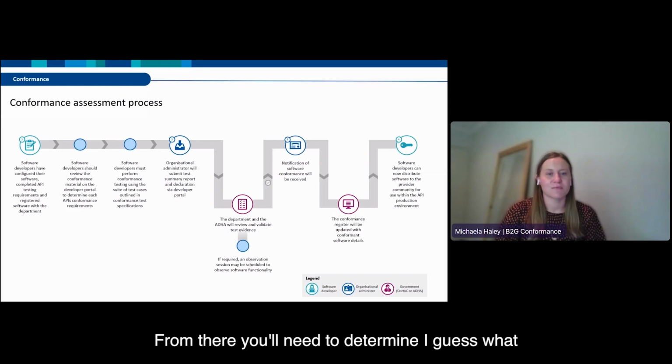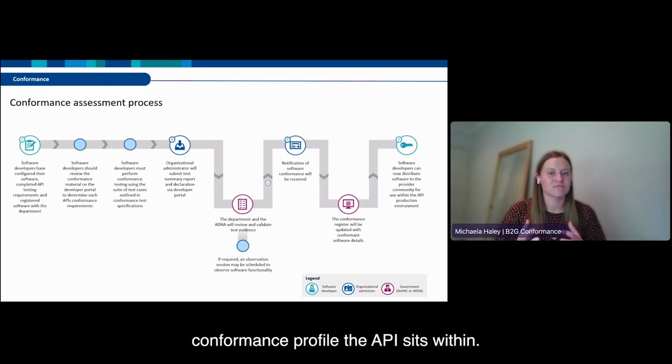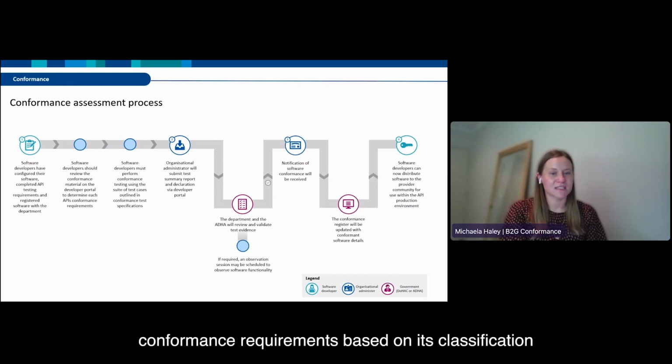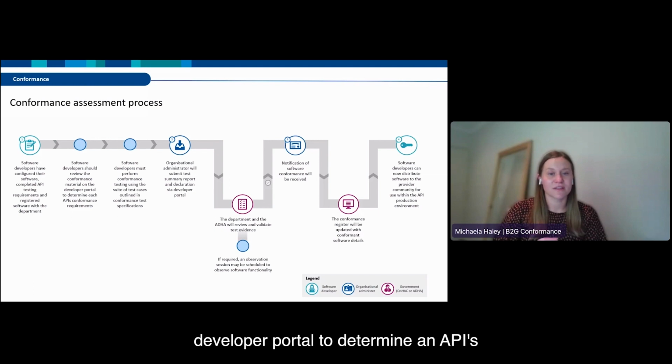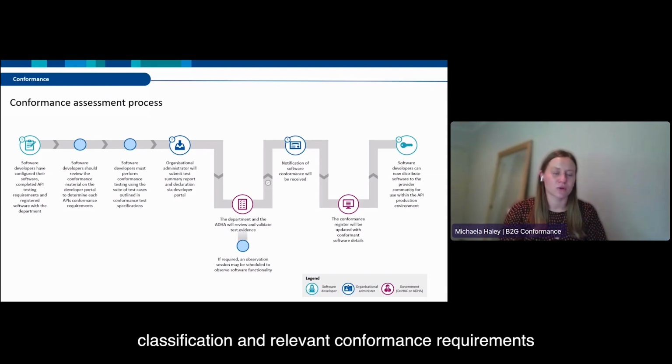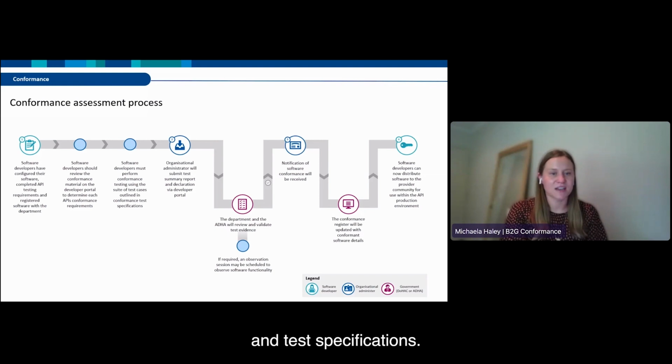From there, you'll need to determine what conformance profile the API sits within. And as mentioned, each API is subject to different conformance requirements based on its classification to that conformance model that we just went through. So developers should review the API catalog on the developer portal to determine an API's classification and relevant conformance requirements and test specifications.